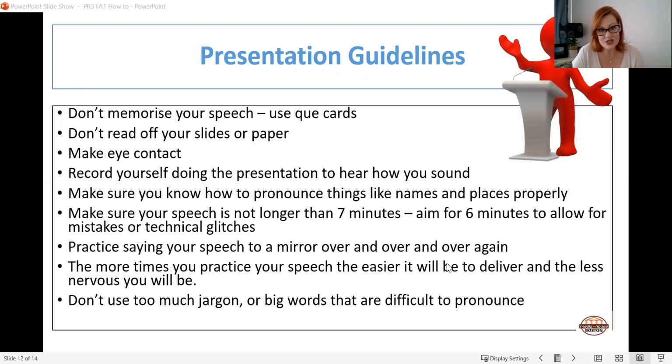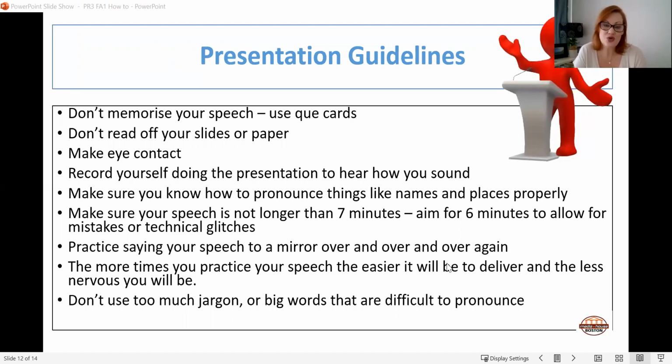So don't memorize your speech. Use cue cards or use your slides and your presentation to guide you with what you're saying. Everything I'm doing now on this video, I haven't written down and memorized, but I've got the slides in front of me that highlight what I need to say, and then I'm just referring to them as I go. So you don't want to be reading off your slides or reading off a piece of paper, fussing with a piece of paper and turning pages while you're doing a presentation.